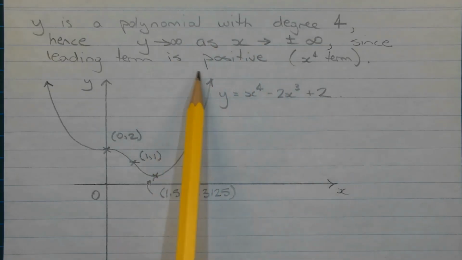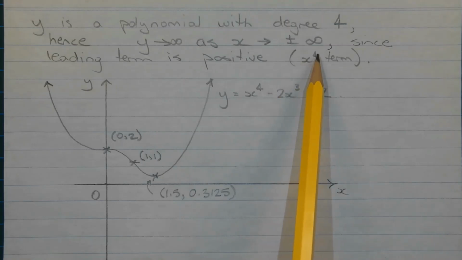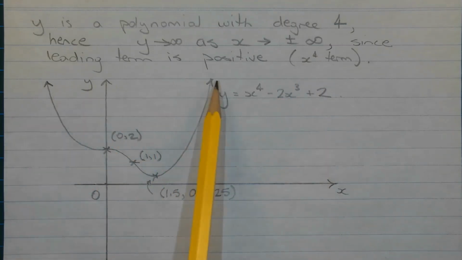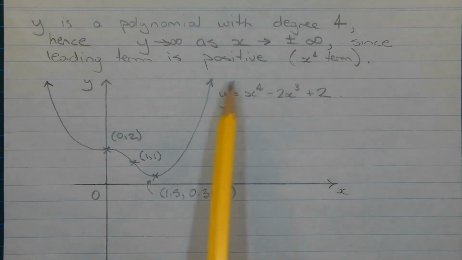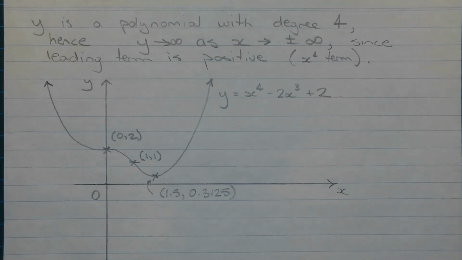And we know that also because the leading term, which is the x to the power of 4 term, is also positive. In other words, the coefficient multiplying x to the power of 4 is positive, which is why the two arrows on the endpoints here point upwards. If the leading term was negative, the graph would be the other way around. These arrows would be pointing downwards instead.